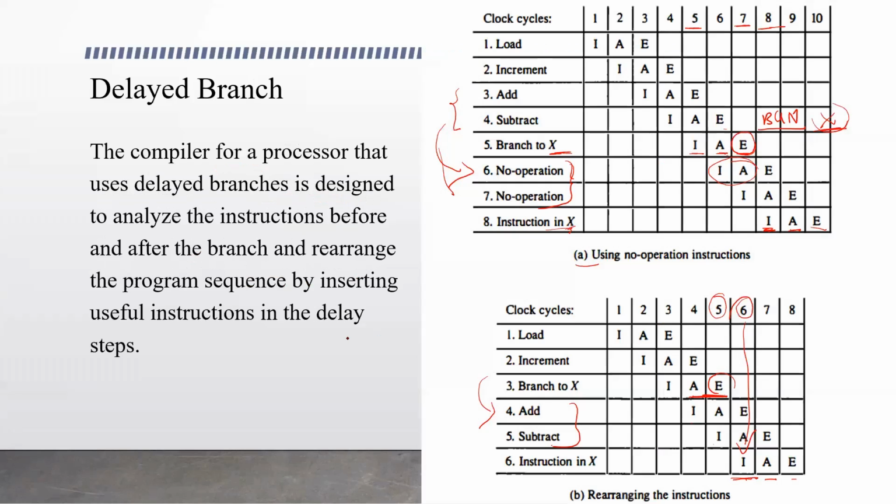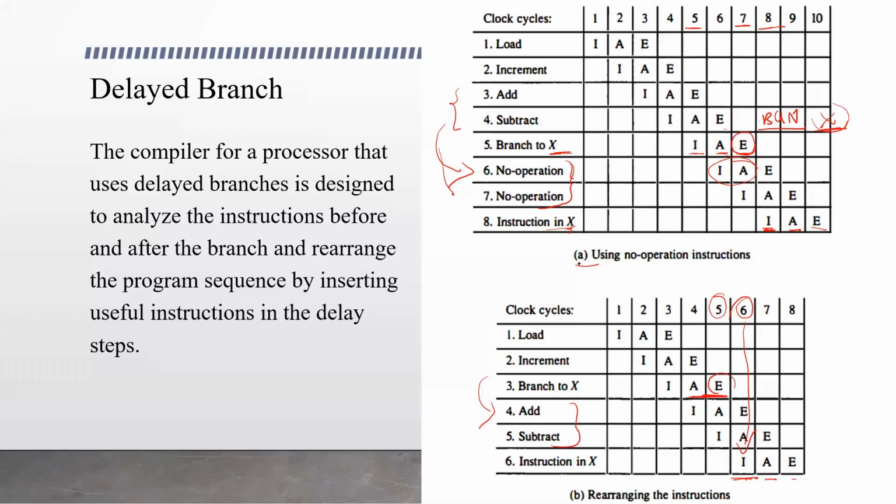And delayed branch: even during a branch, there will be a delay until the branch address or the target address is identified. That is done during the execution phase of the branch instruction. So until that is identified, no instruction can be executed. The target instruction can be loaded only after the target address is identified in the branch instruction. So here there is again a delay, and here also the compiler adds some useful instruction.